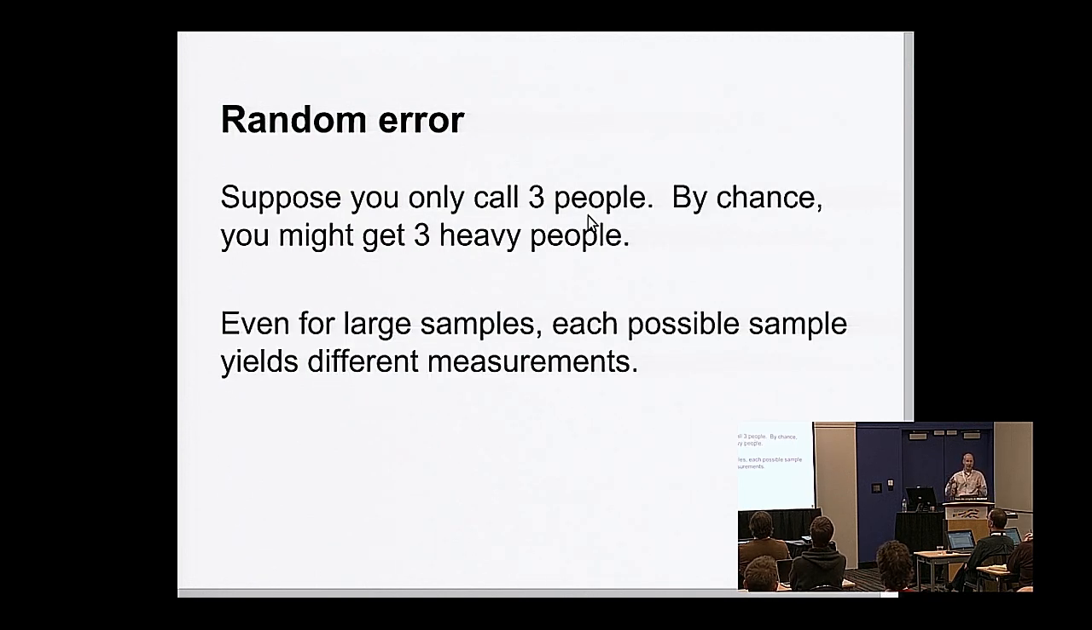So that's measurement error. So that's sampling error, measurement error. Random error is the third one. Random error is an inevitable part of a sampling process, which is you might just get unlucky. Let's say that you call 3 people and you just happen to get 3 people who are unusually heavy or unusually light. Because you didn't measure the entire population, your sample will deviate from the population just because of randomness. So that's the random error component.